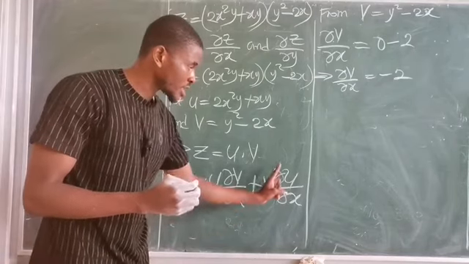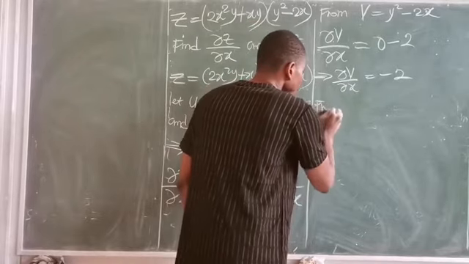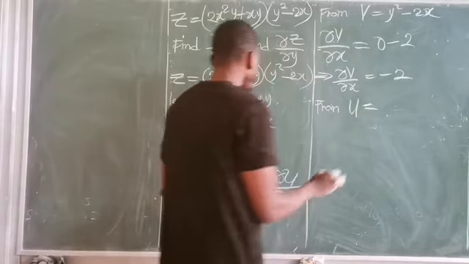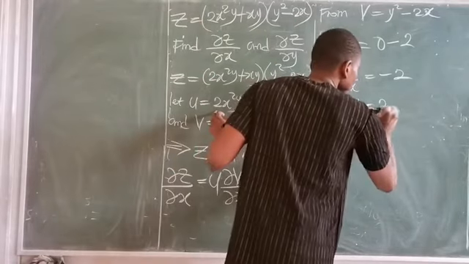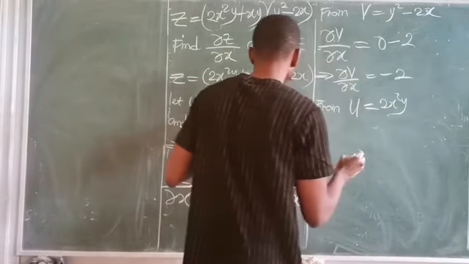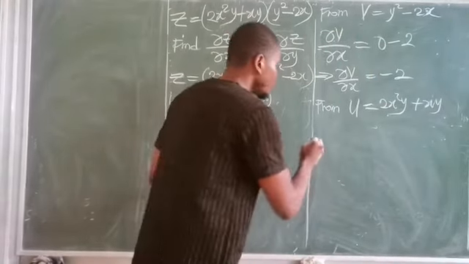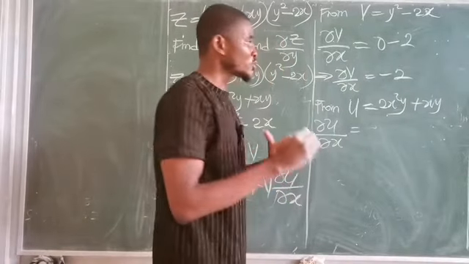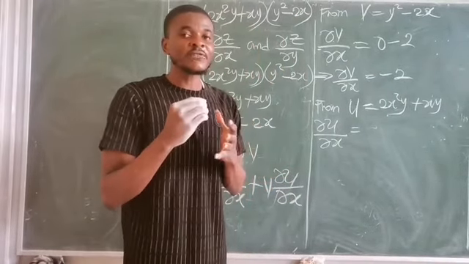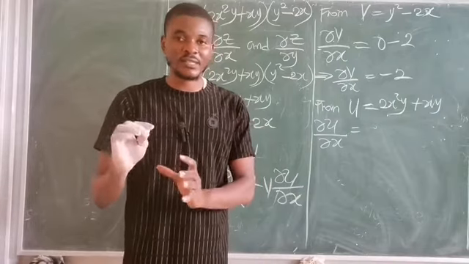Next is to obtain what? du/dx. So you also call from u. From u, we have 2x squared y plus xy. All right, so I want to differentiate u partially with respect to x. As always, you are only differentiating with respect to x, so you consider every other variable there as a constant.